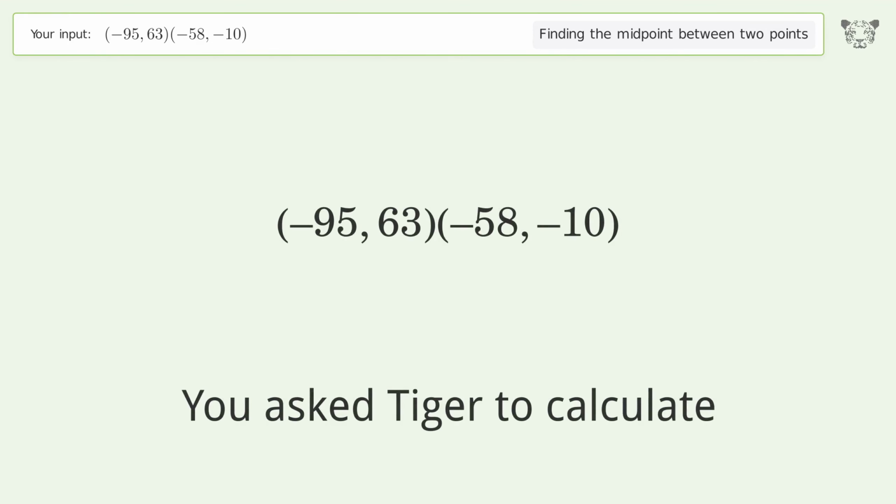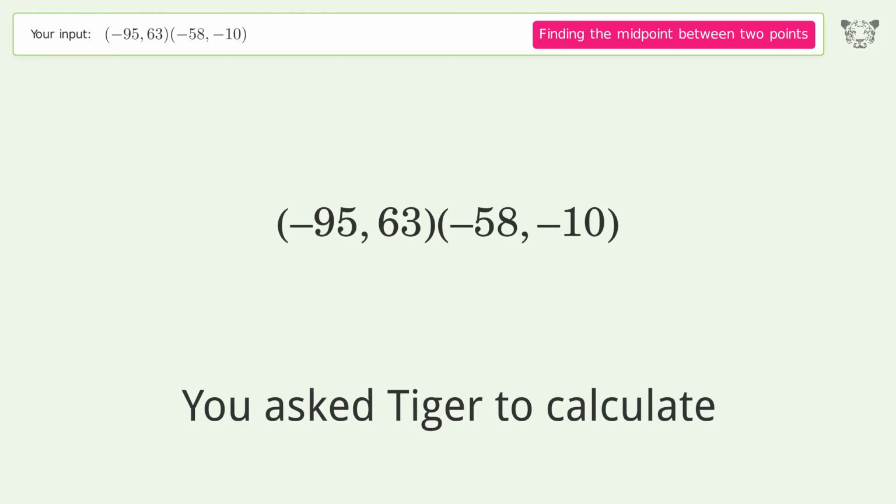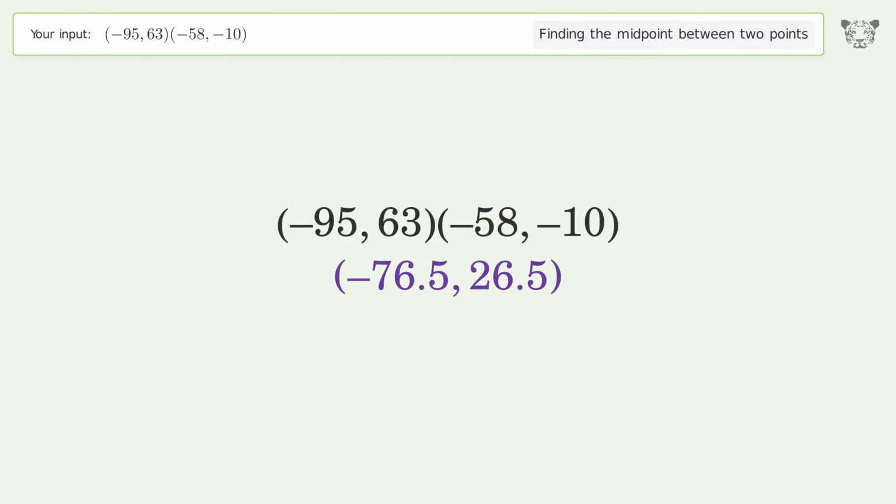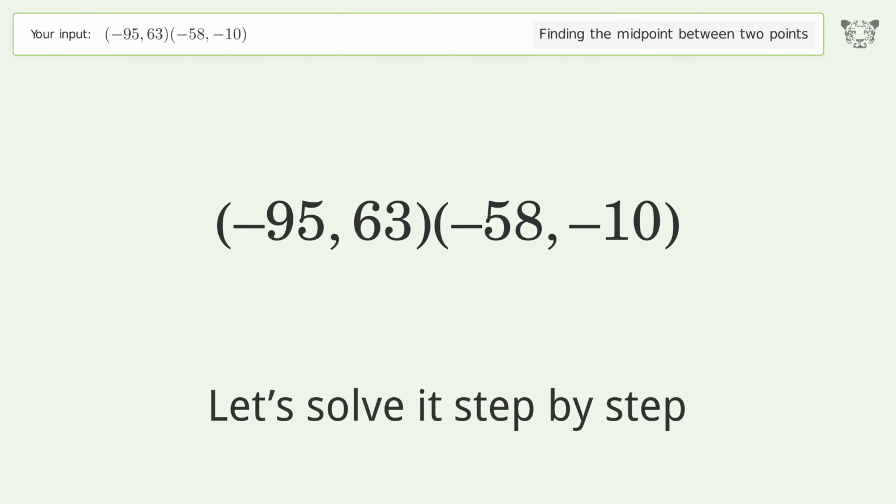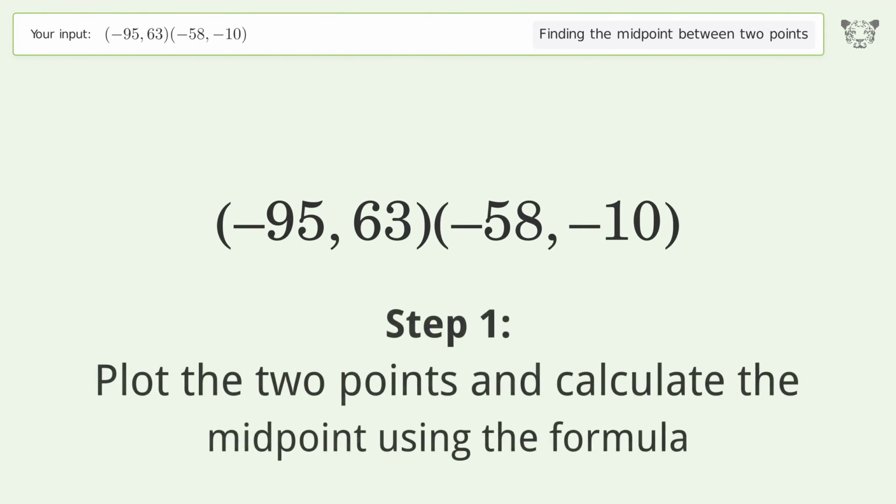You ask Tiger to calculate. This deals with finding the midpoint between 2 points. The midpoint between the 2 points is negative 76.5, 26.5. Let's solve it step by step. Plot the 2 points and calculate the midpoint using the formula.